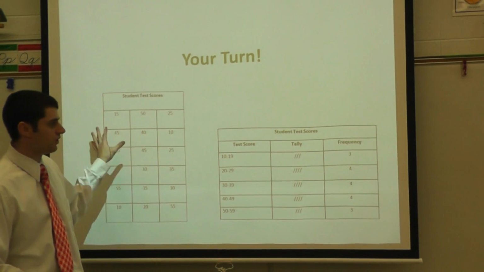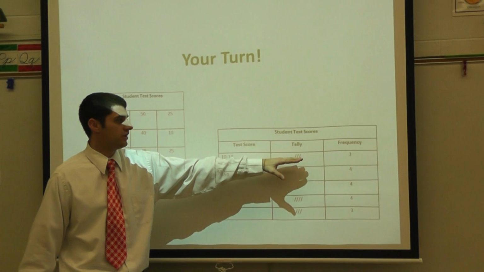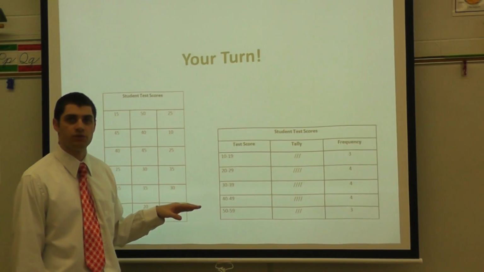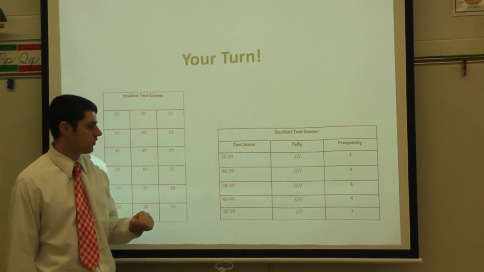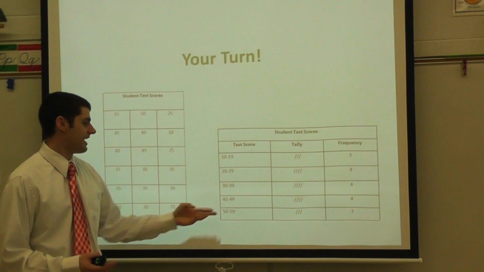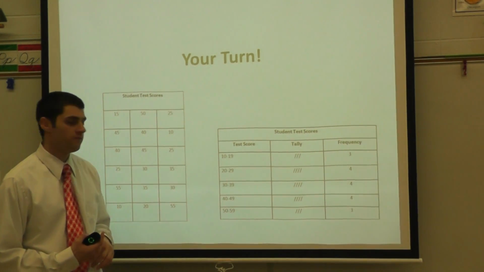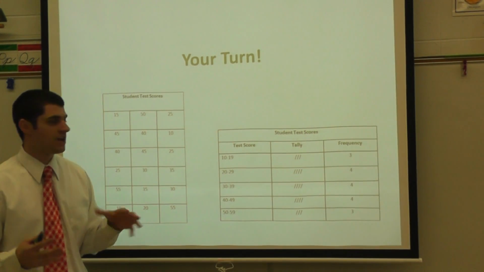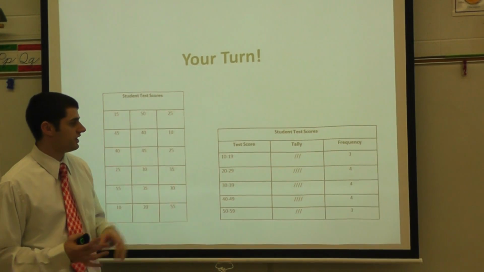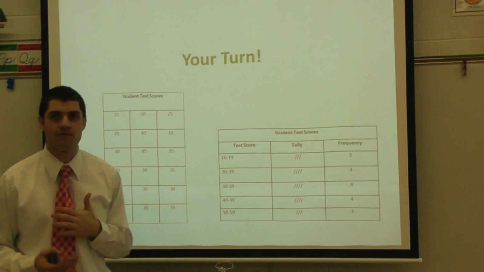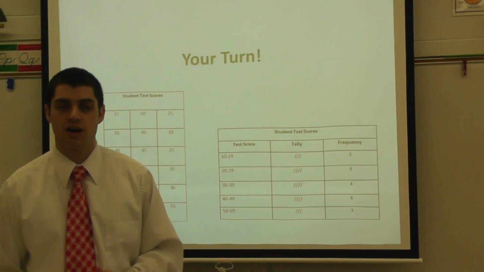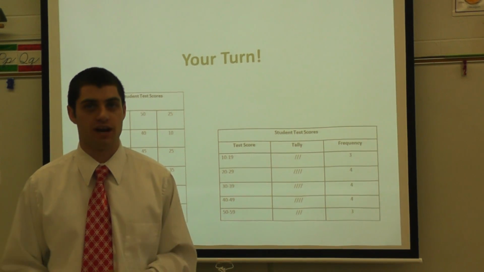As you analyze your data, you should have come up with a frequency of 3 for 10 through 19, a frequency of 4 for 20 through 29, a frequency of 4 for 30 through 39, a frequency of 4 for 40 through 49, and lastly a frequency of 3 for 50 through 59. Again, once I've put this into a frequency table here, I can then analyze the information. Again, it's a different way to look at data. There's all different kinds of things you can do with that.